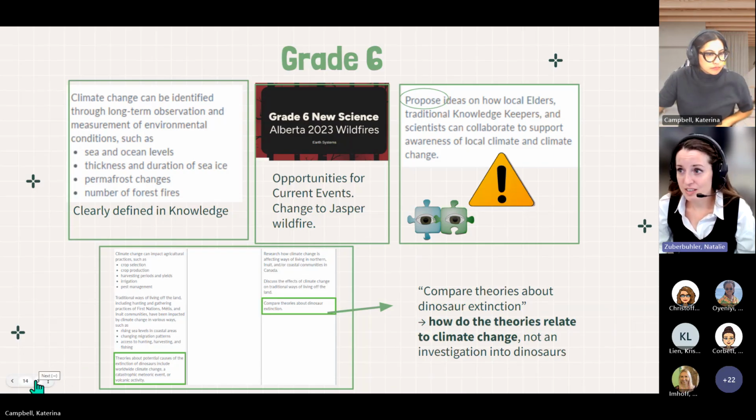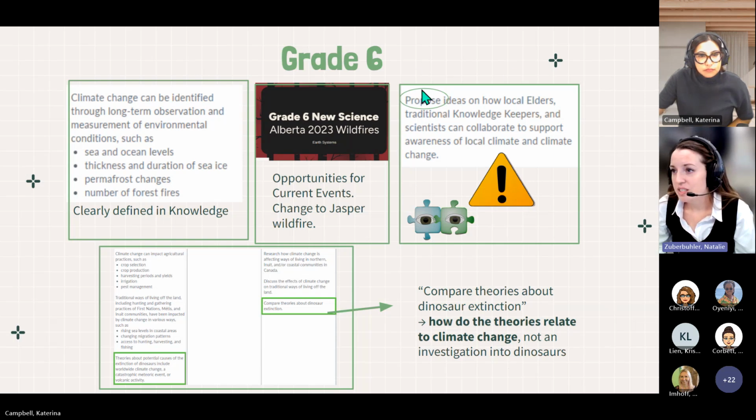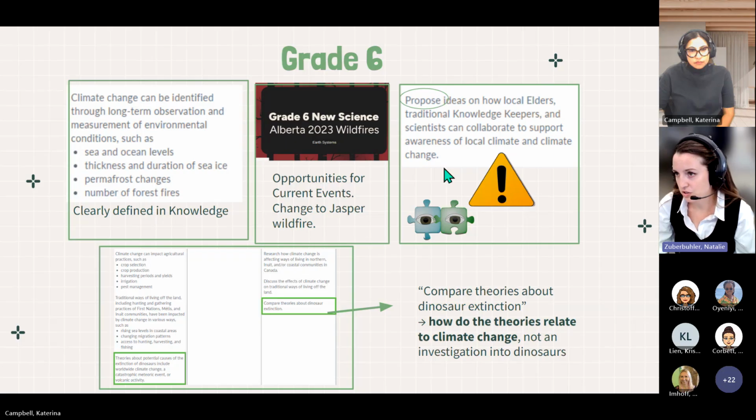Then I'd like to draw your attention to that warning symbol there. There is a cusp in grade 6 in the skills and procedures where the verb that it starts with is "propose ideas on how local elders, traditional knowledge keepers, and scientists can collaborate to support awareness of local climate and climate change." Kat and I would like to draw your attention to this word propose. We're not feeling very comfortable with that use of the word.